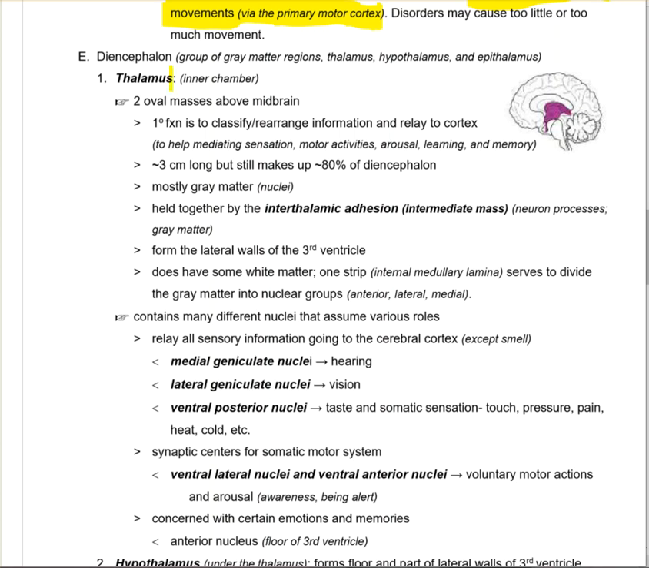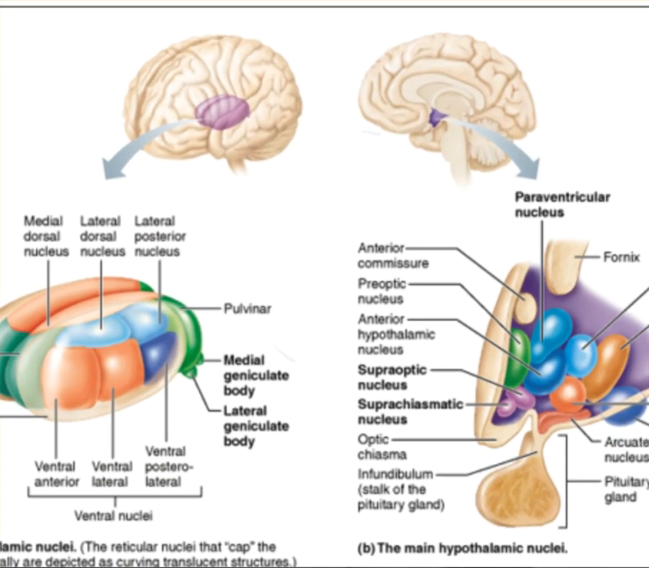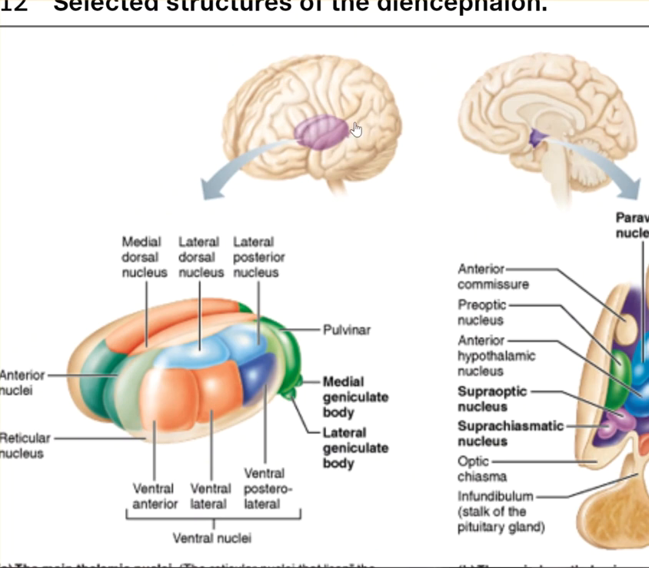Okay, so we first have the thalamus in the diencephalon, and there are 2 oval masses above the midbrain, and actually, I think I want to show you a picture of this. I'm going to pause for a brief second and bring this up on the book. All right, I'm back here, and you can see I've gone into the book for a minute. Now, there is the thalamus. So here's the 2 oval masses right in the center of our brain structure, and you can see them here in a close-up.